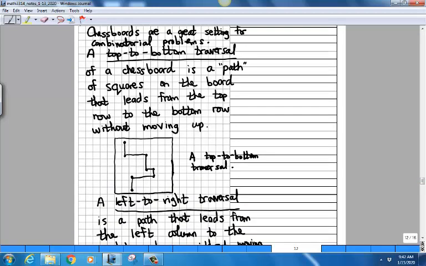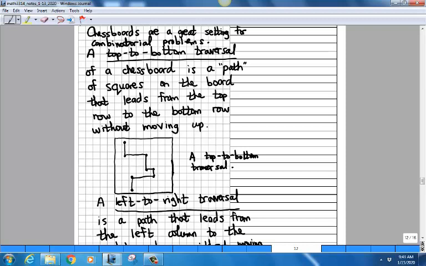Let me describe two other chessboard type problems, though, for you before we leave the chessboard behind. As I mentioned, chessboard is a great setting for combinatorial problems, but the whole class is not about chessboards.